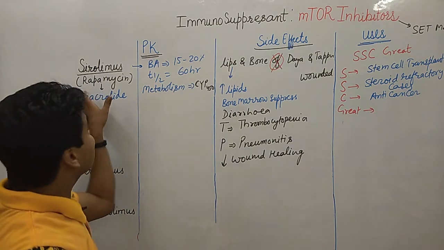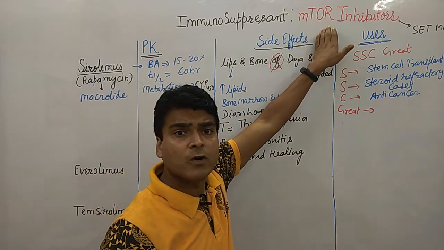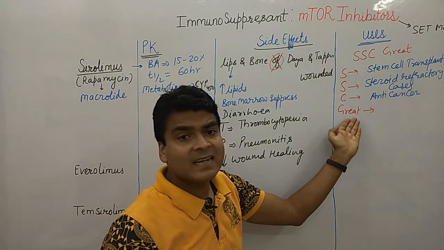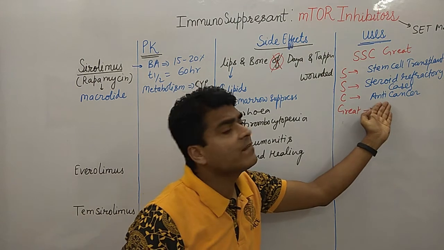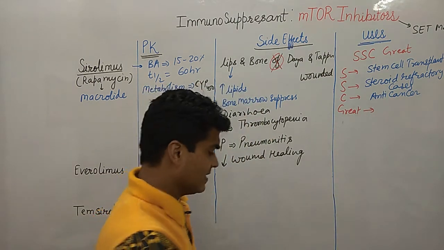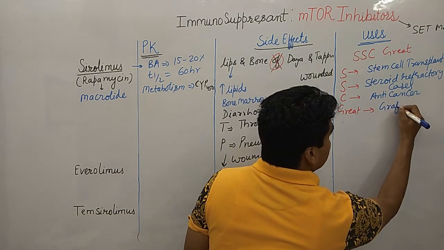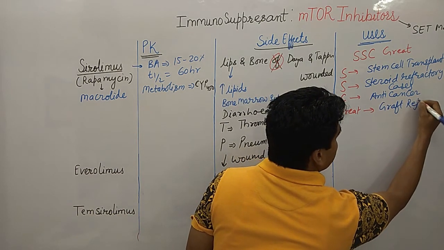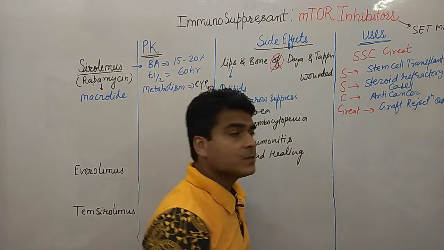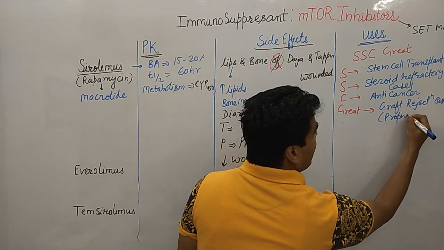I discussed here the mechanism of action, because they are inhibiting mTOR and mTOR is involved in T cell proliferation, and the drug is anti-proliferative. That's why we are using them in anti-cancer cases. And GREAT means graft rejection cases. Okay, so we are also using it in this condition as a prophylaxis.